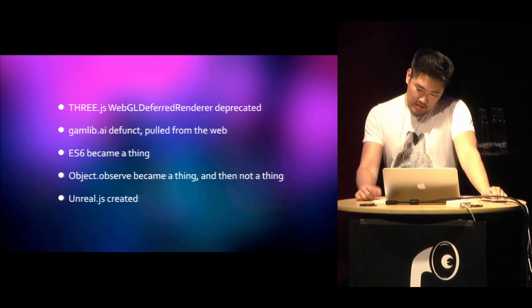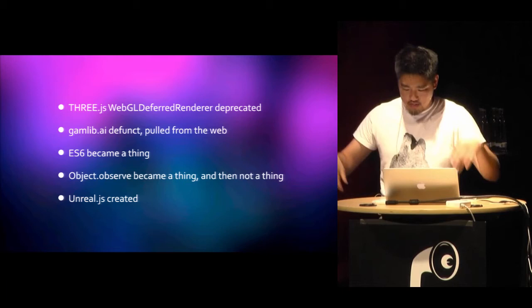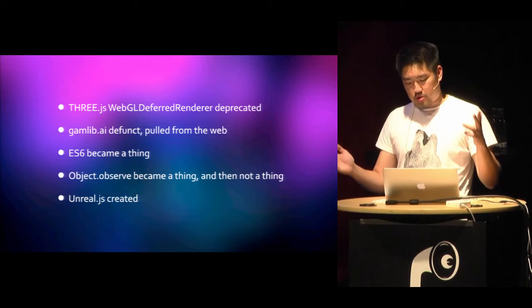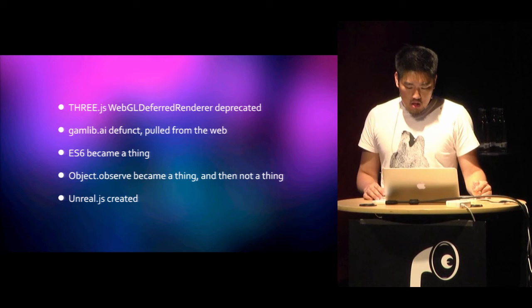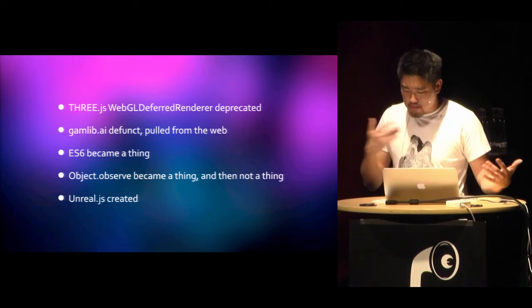JavaScript ES6 was ratified, so yay, we got a lot of new toys to play with. And then Object.observe went from being in ES6 to being completely dropped by the ES6 people. And so now I have to use a polyfill to get it back. And Unreal.js was created. So yeah, a lot of things happen within a long dev cycle. The lesson to be learned here is that open source can be really sketchy for long-term projects that take more than a year. Too much happened in the web dev world; people keep making and abandoning things, so you have to be extremely careful of what you're using.